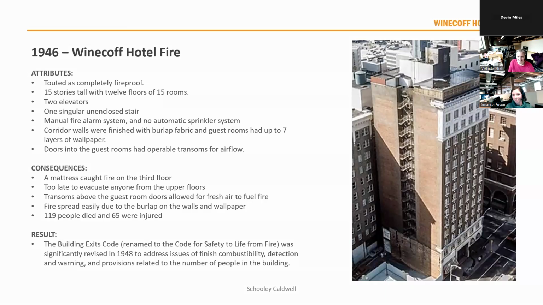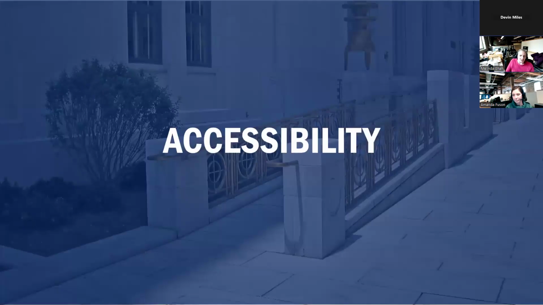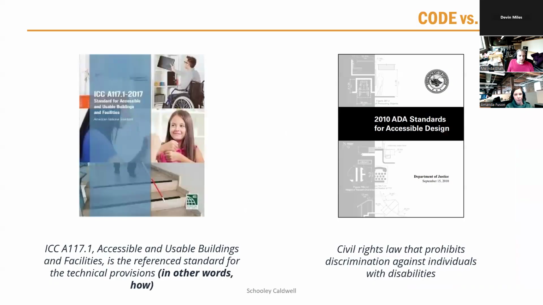But so, accessibility. This is another question we frequently get from people when they're starting to look at their historic buildings. It's like, well, how much do I need to do? Do I need to do anything? And what governs accessibility? Accessibility in Ohio is actually governed by 2 different things. There's ADA, which is what everyone normally thinks of, which is actually a civil rights law, not a building code, that prohibits discrimination against individuals with disabilities. So that defines that you're not allowed to discriminate against people.